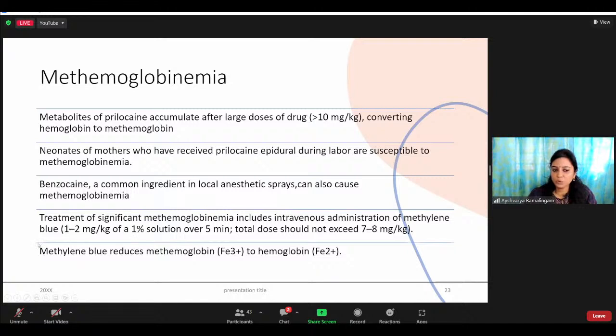In that case, the treatment would be methylene blue 1 to 2 milligram per kg of a 1% solution over 5 minutes, and the total dose should not exceed 7 to 8 milligram per kg.